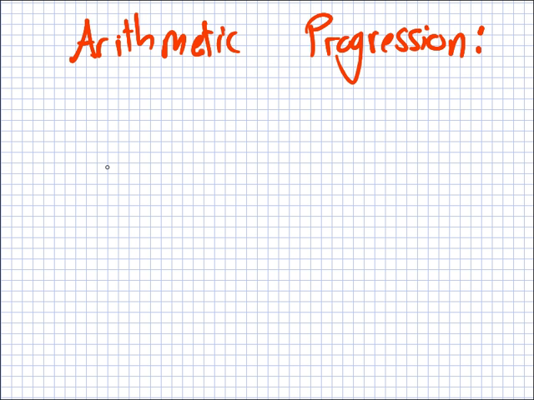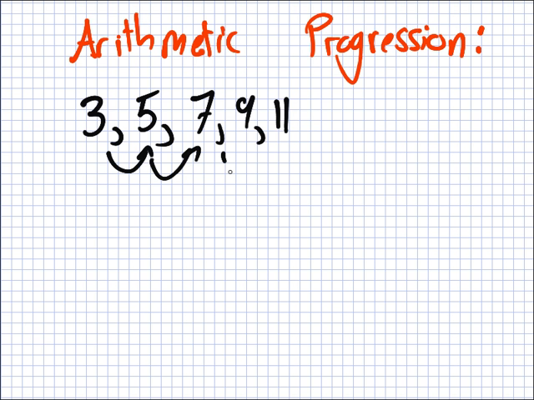Okay, so arithmetic progression. Imagine you have a sequence like 3, 5, 7, 9. The next one would be 11. So the key idea for arithmetic progression is that you add the same number each time. Okay. So in this case, you're adding 2.